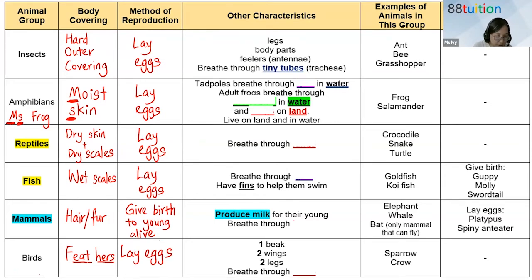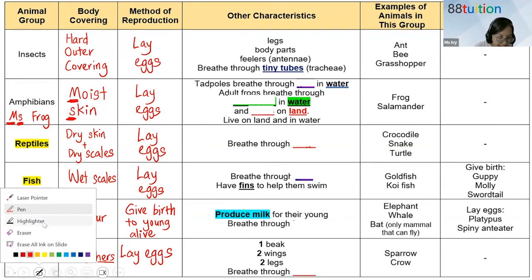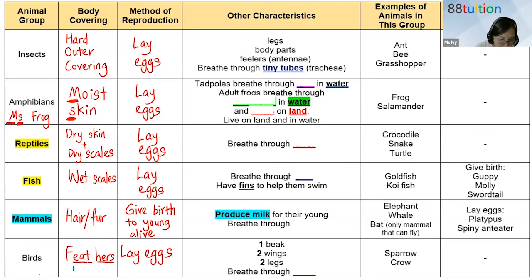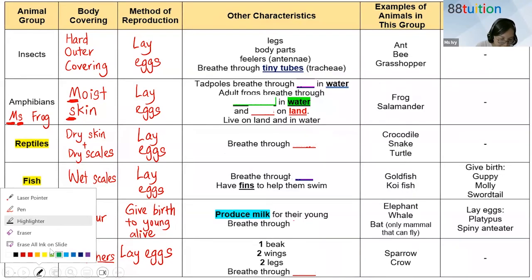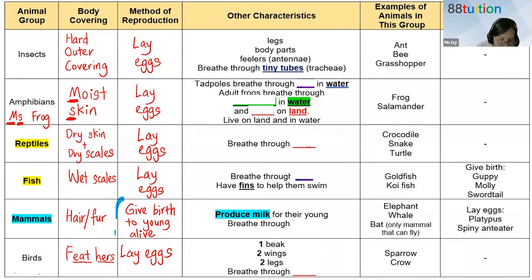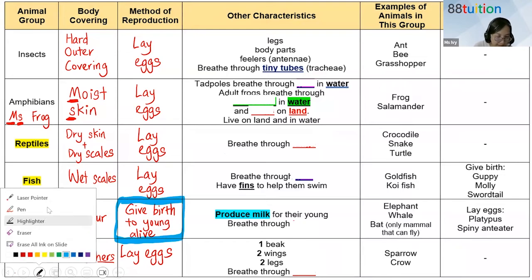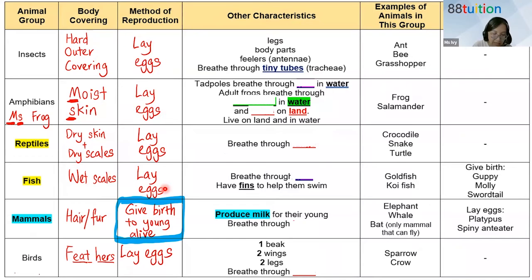Lay eggs. All right. So what I need you to know is everyone lays eggs except for mammals. So let me put the blue color highlighter. Okay. So only mammals give birth. The rest all lay eggs. Is that clear? All right, so lay eggs. Only mammals give birth. How to remember mammals?